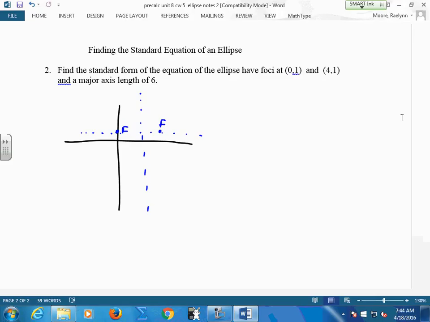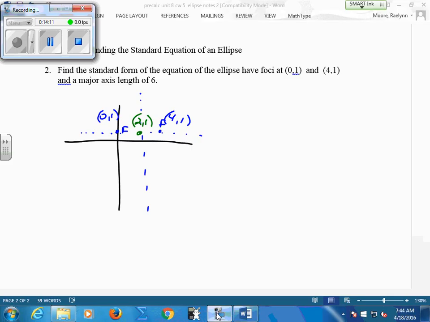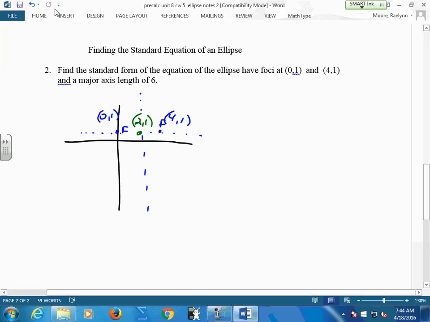Sometimes you need that formula to find the missing one. So what did we get for our center? 2, 1. How'd you get 2, 1? You took the one in the middle, how'd you find it? I just found the midpoint. Okay, the midpoint. So all it is, is the midpoint: average of the x's, average of the y's. And the y is going to stay the same.